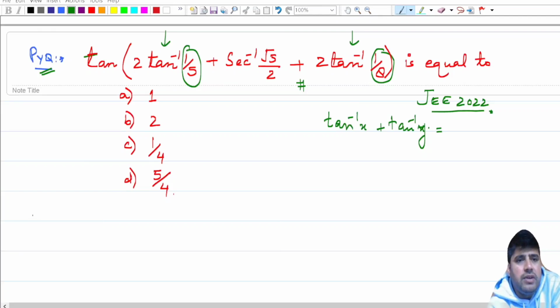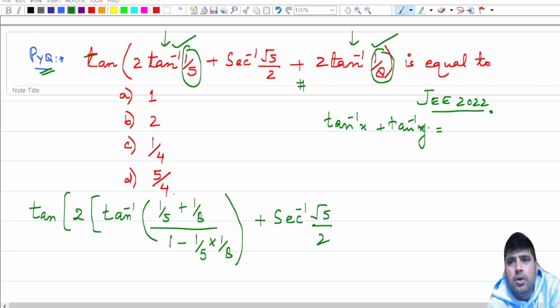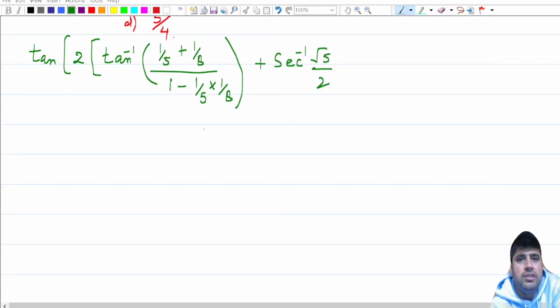Then moving further, I will show you. First we do this: keeping the tan out of the box, taking 2 common out of these two functions, tan inverse of 1 by 5 and tan inverse of 1 by 8. Inside, using the formula, tan inverse of x plus y is 1 divided by 5 plus 1 divided by 8, whole divided by 1 minus 1 by 5 into 1 by 8, plus sec inverse of root 5 divided by 2. Later we will also convert the sec inverse into tan.